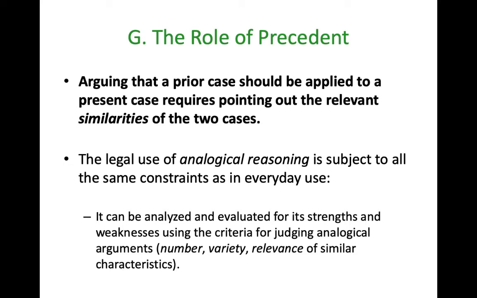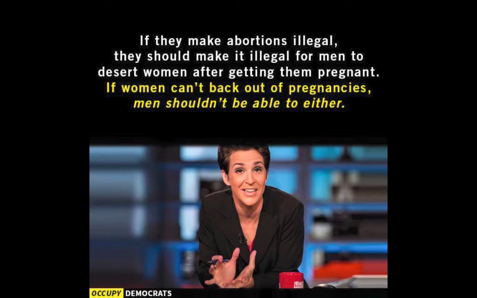And this is how precedent works. The role of precedent is this. Arguing that a prior case should be applied to a present case requires pointing out the relevant similarities of the two cases. Now, the legal use of analogical reasoning is subject to all the same constraints as in everyday use. It can be analyzed and evaluated for its strengths and weaknesses using the criteria for judging analogical arguments: number, variety, relevance of similar characteristics, significant disanalogies, etc.